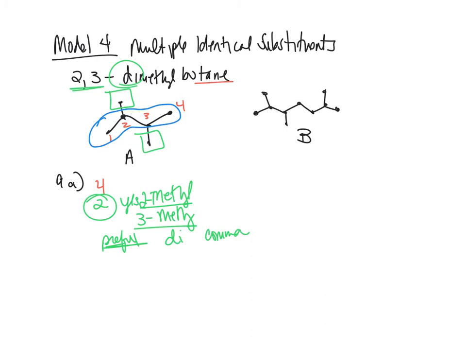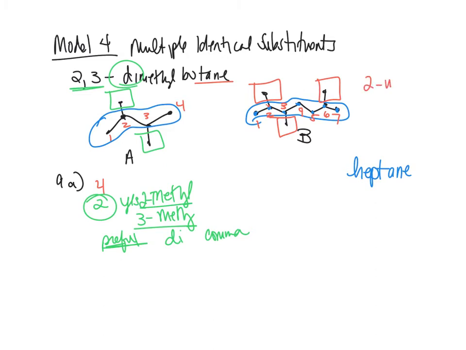All right, now we need to do compound B. How many carbons are in the parent chain? 1, 2, 3, 4, 5, 6, 7. So 7 is heptane. We'll go ahead and circle that. Okay, and then we want to number: 1, 2, 3, 4, 5, 6, 7. We'll go from left to right because you have a substituent on the 2 and the 3, and that would give it lower numbers than if you started from the other end. So then you want to list these. You have 2-methyl, 3-methyl, and 6-methyl.